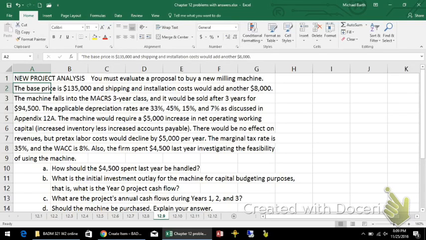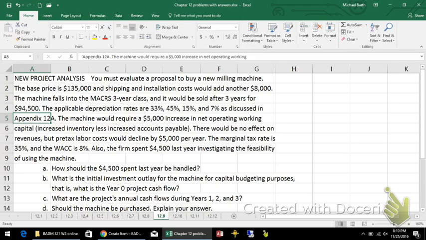We've got a base price, and shipping and handling and installation would be $8,000. So $143,000 is the depreciable basis. So that's what the machine costs. We could depreciate it using MACRS, and 33% of the 143 in year one, 45% of the amount in year two, and 15% in year three.